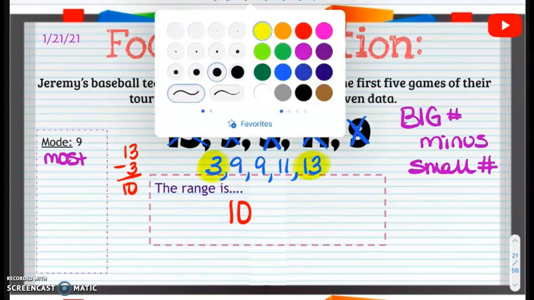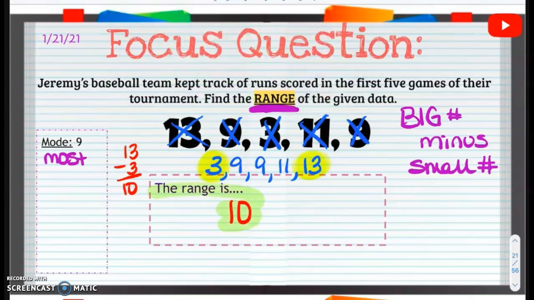And that is it for our focus question. Woohoo! Great job.